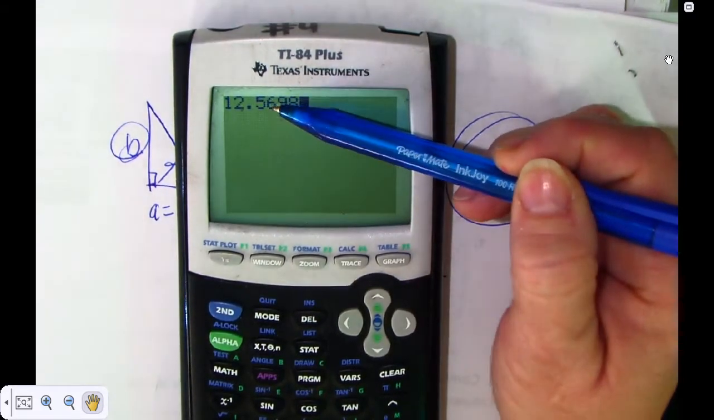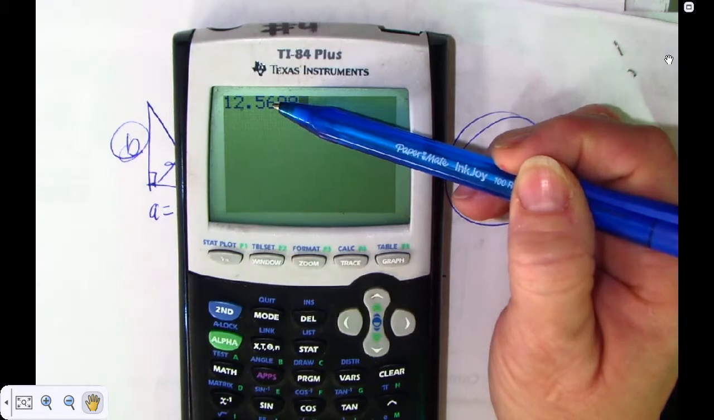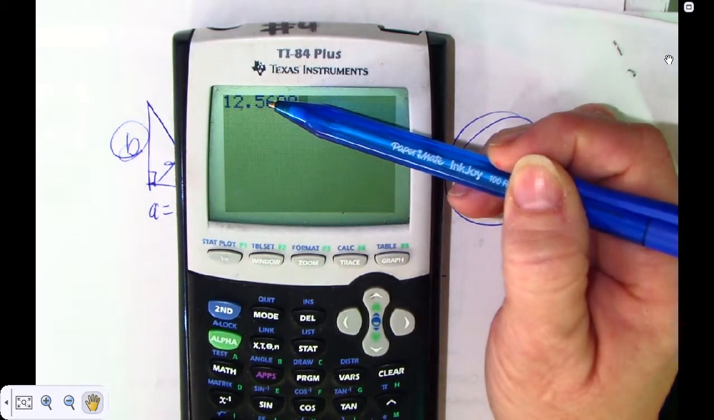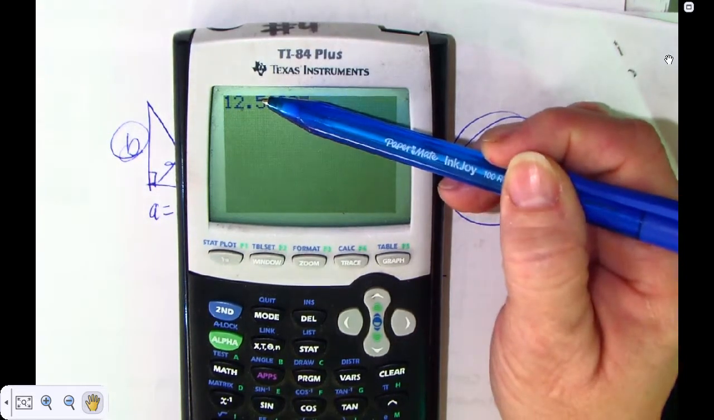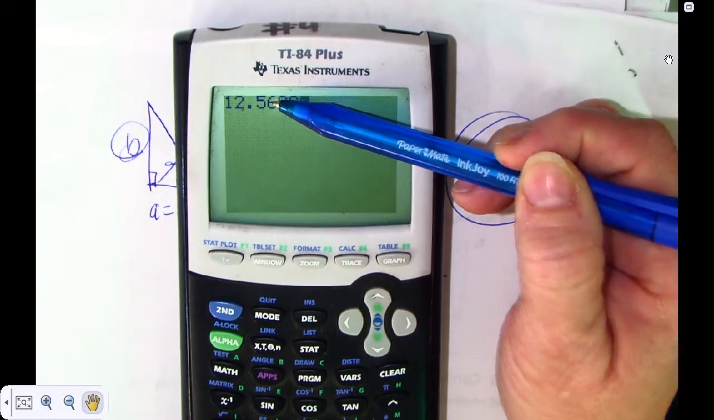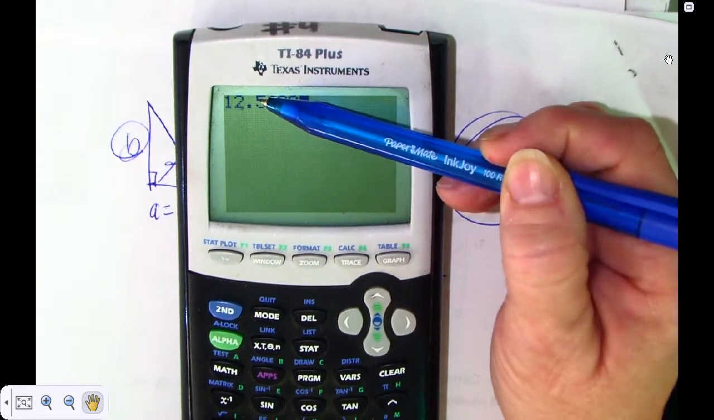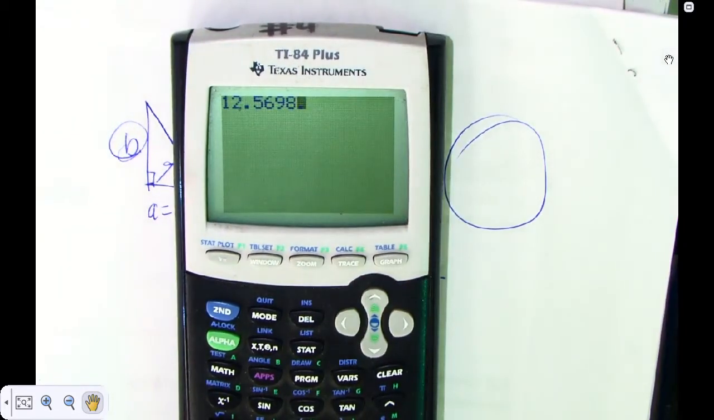So what is the 6? Yes, but what is it? What does it do? It makes this round up. If this is the boss, if the boss is 5 or more, that gets to go up. And so it'd be 12.6. But 5 is in the 10th place.